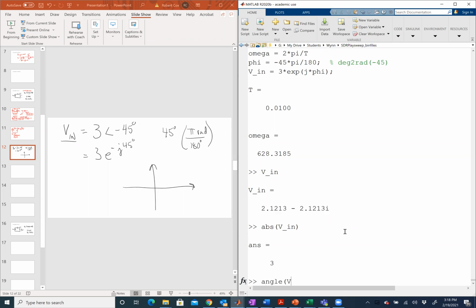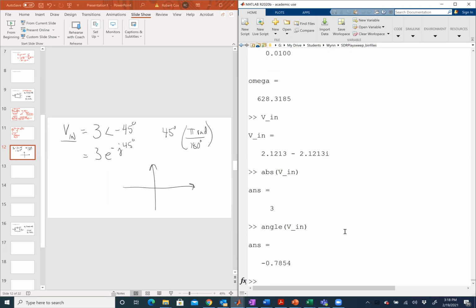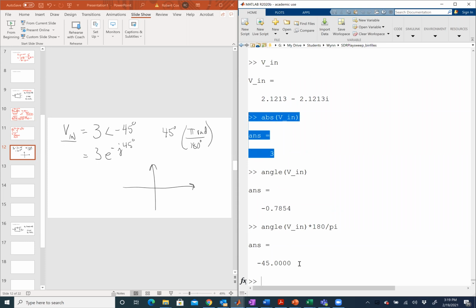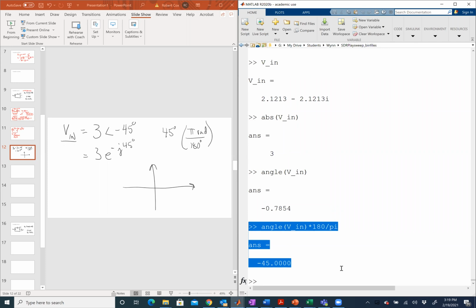It has a function called angle. So I'm going to say angle of Vn. And all of MATLAB's default stuff is in radians. So it says it's at negative 0.7854, which if you remember your radians, is negative pi over 4, right? But if I don't like that, I can multiply that by 180 over pi. And boom, I see negative 45 degrees. So my Vn has the right magnitude here, and it has the right angle, exactly like we would have said it should have been.